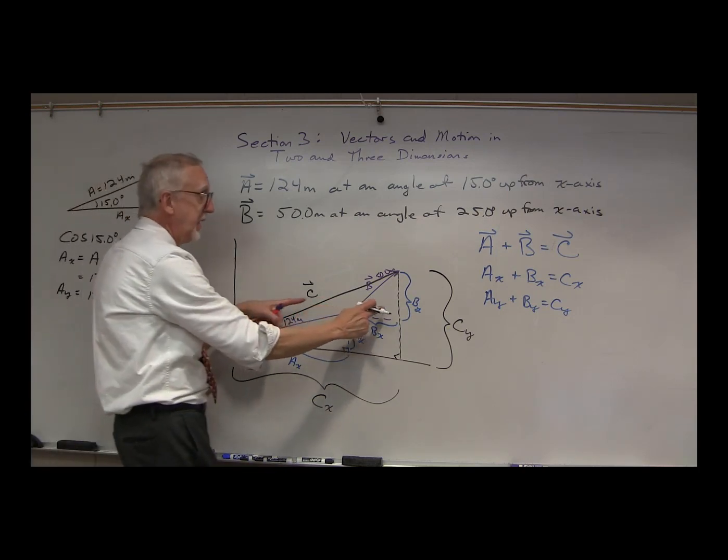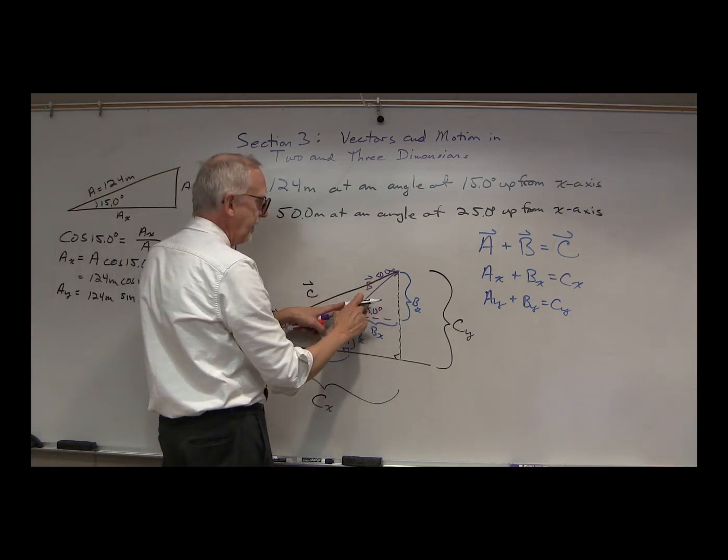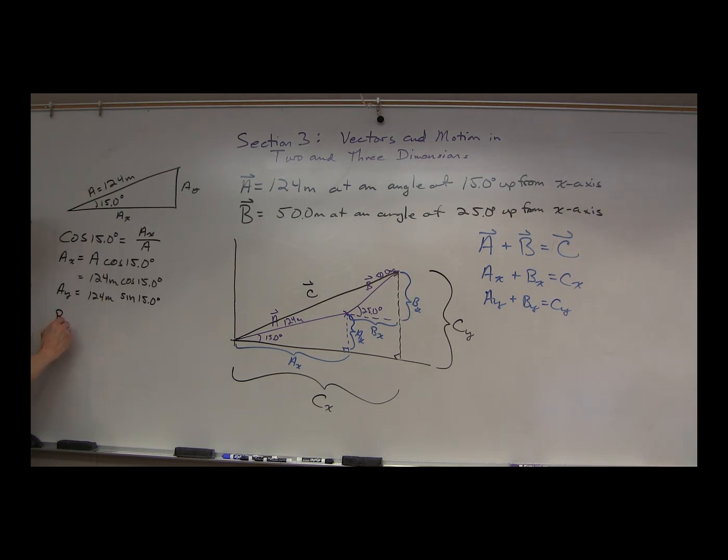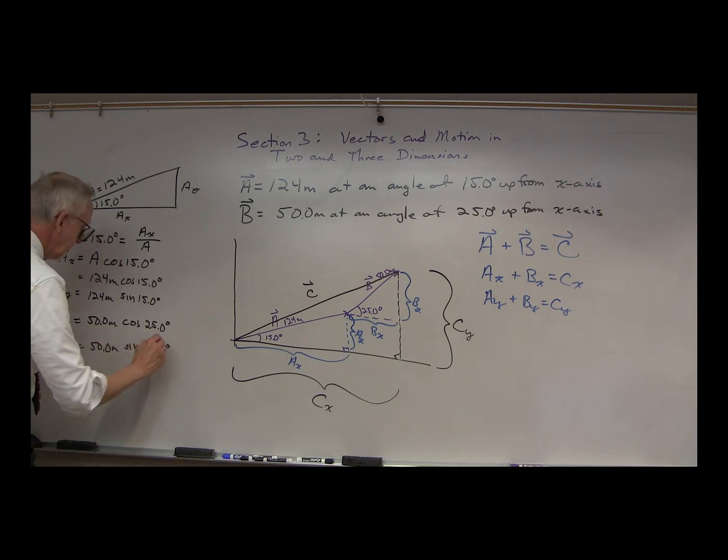And from B here, we've got the hypotenuse is 50 meters and the angle is 25. We're going to get something very similar. We'll find that BX equals 50 meters cosine 25 degrees, and BY is 50 meters sine 25 degrees.